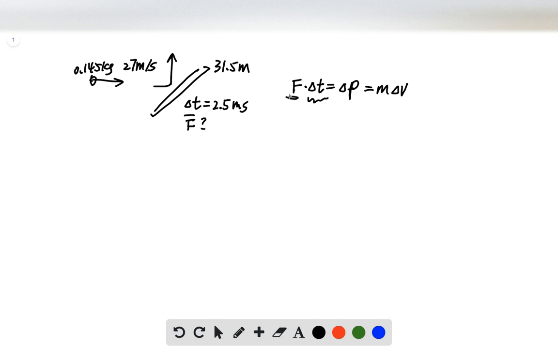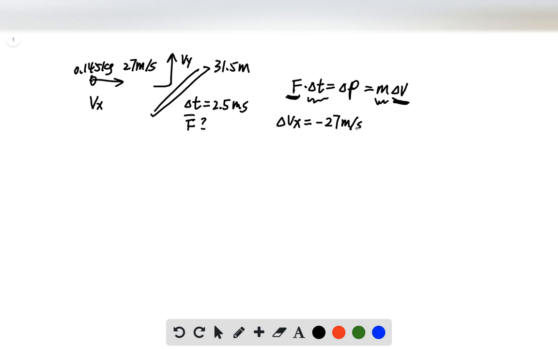And if we're trying to find F, we already know m. What we need to know is what is the change of velocity for the baseball. So there are a lot of things we need to convert. At first it's going horizontally, so we only have this horizontal velocity. But afterwards, it goes straight up, so we only have this vertical velocity. So you can see there is a change of direction here. And so the change of horizontal velocity is negative 27 meters per second, because it doesn't have any horizontal components after the collision. But we need to know what the vertical velocity is.